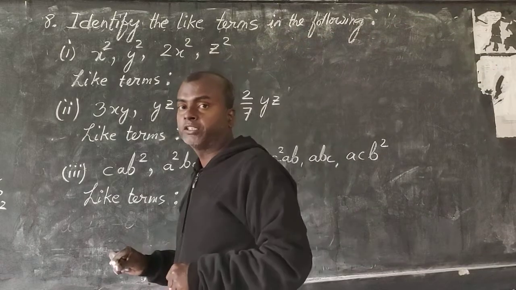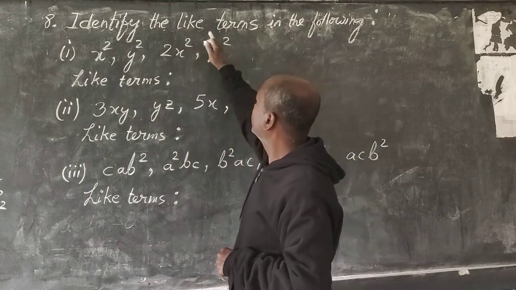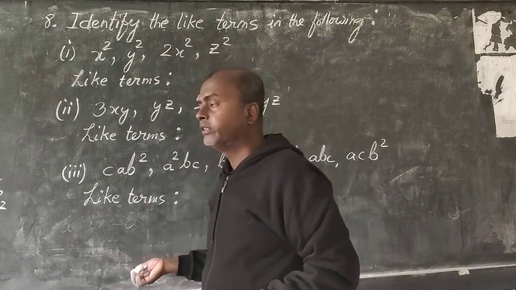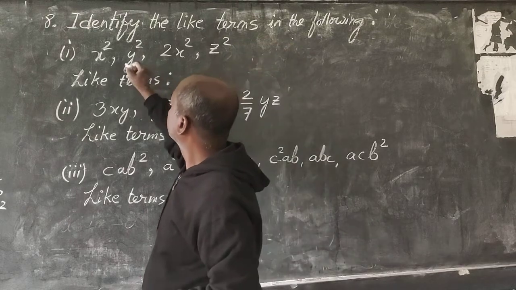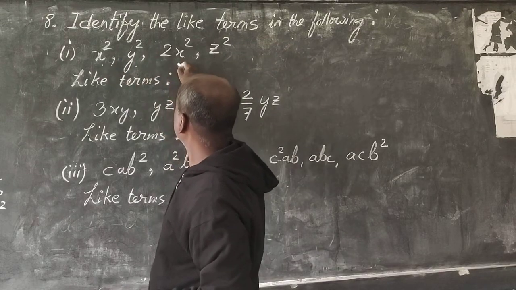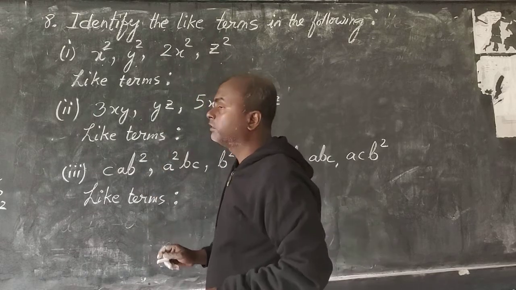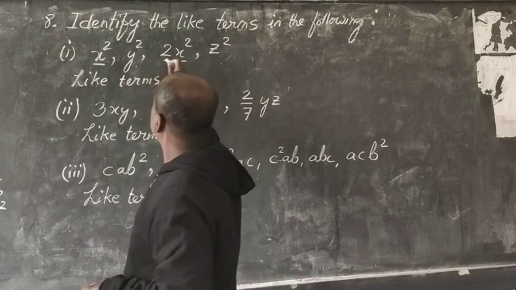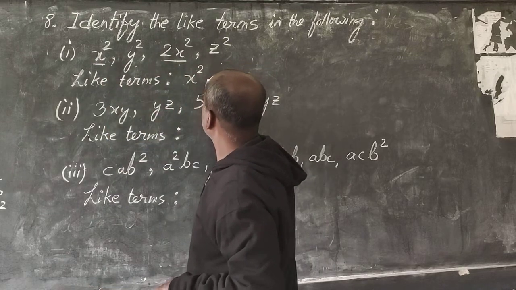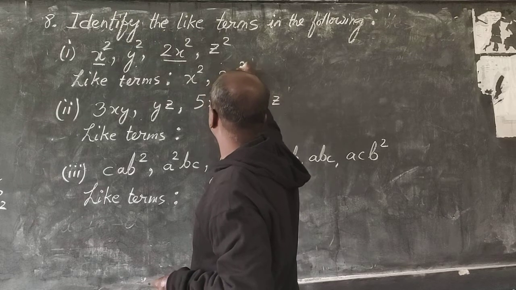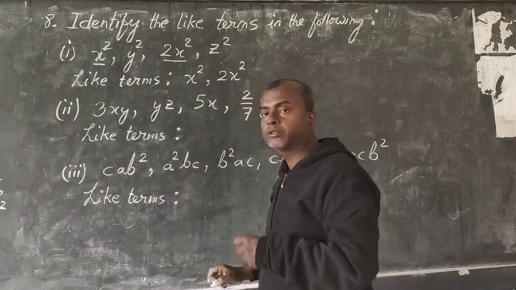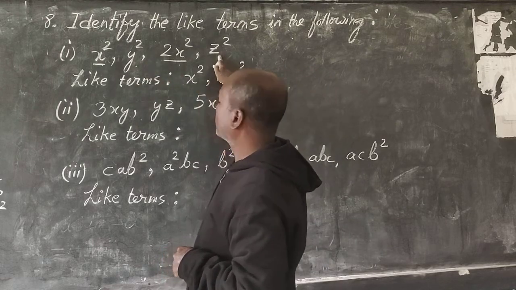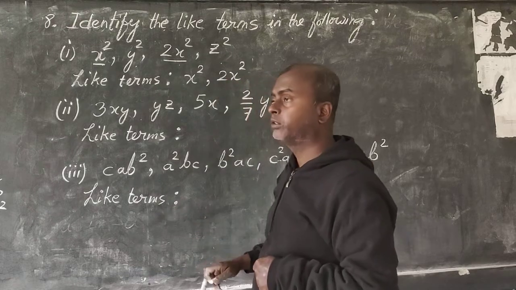Okay, so now this next question asks us to identify the like terms. Like terms means those expressions having similar variables. So in this one, you have x square, you have y square, you have 2x square, z square. Now, which are the expressions having similar variables? You can see clearly, x square and 2x square. Both of them have their variables as x square. Rest of them, this one the variable is given in y, and this one the variable is given in z. They are different, so they are not like terms.